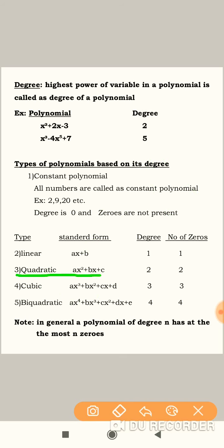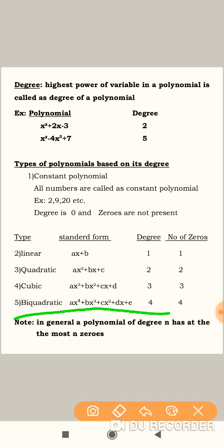The third type is quadratic polynomial. Here the standard form is ax square plus bx plus c. Its degree is 2 and its number of zeros is 2. Previously I have told that the number of zeros depend upon number of degree. Cubic polynomial, its standard form is ax cube plus bx square plus cx plus d. Its degree is 3 and the same, the number of zeros is 3.